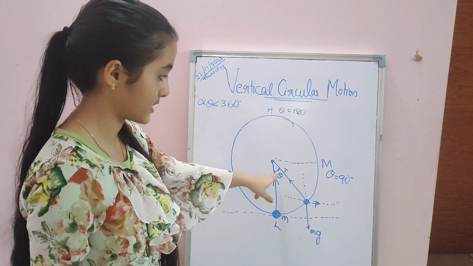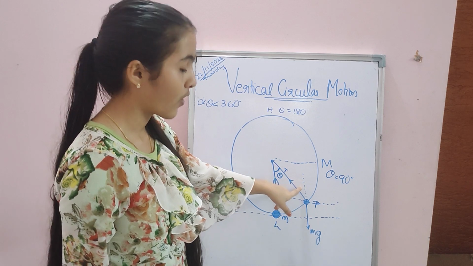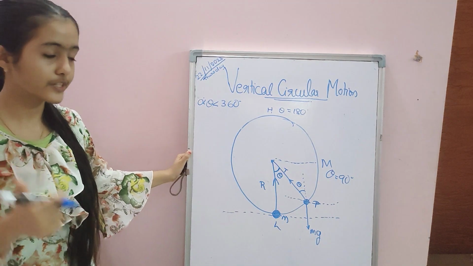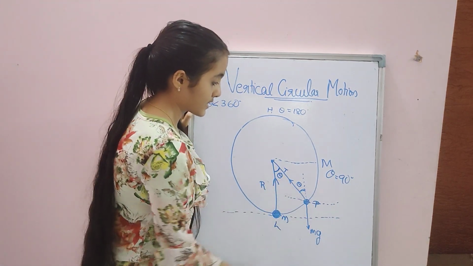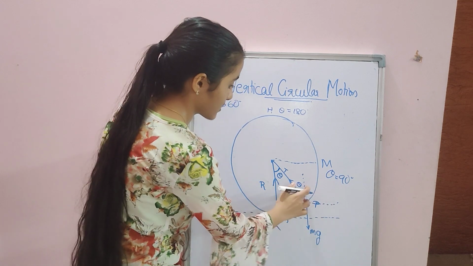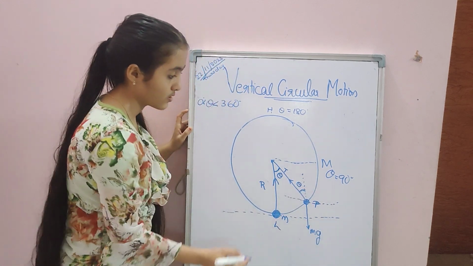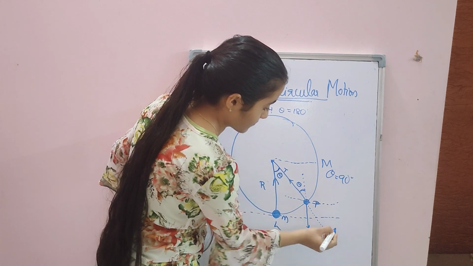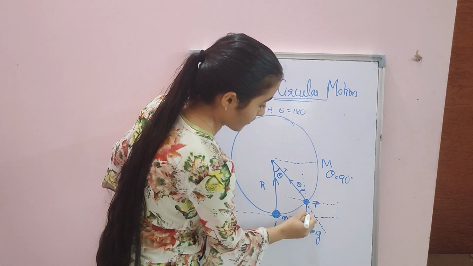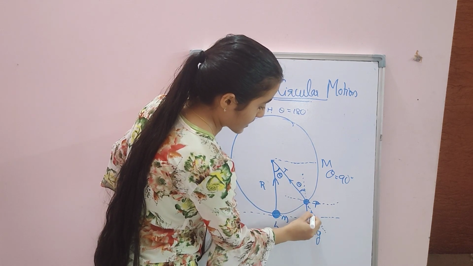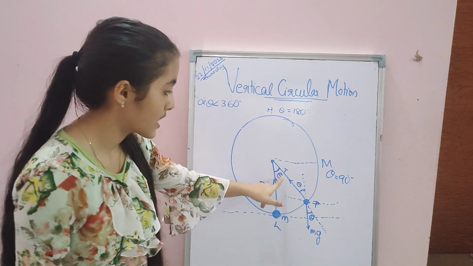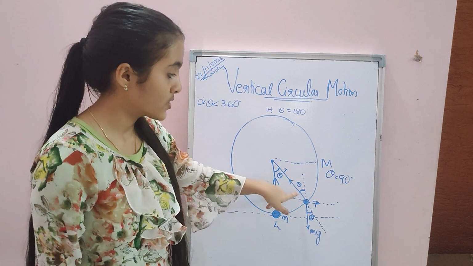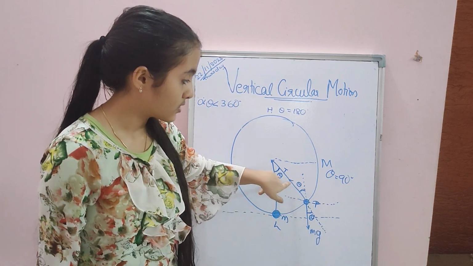This is the horizontal, this is the vertical. This angle is theta. That means by alternate angle property, this angle is also theta. Got it? So since this angle is theta, we can mark this angle as theta too. So here we are drawing another axis to this.